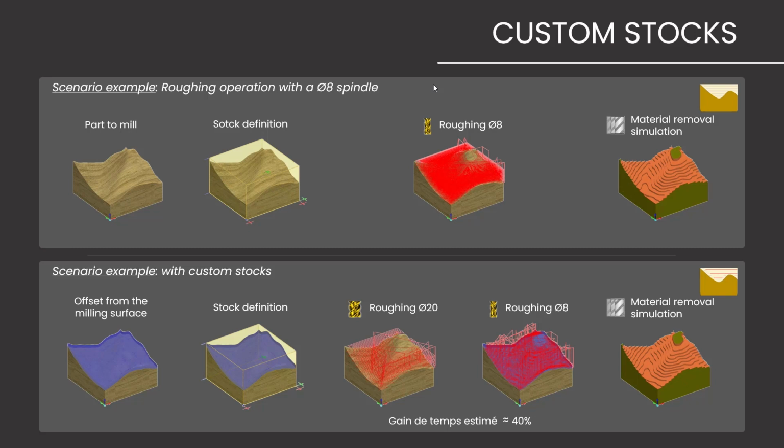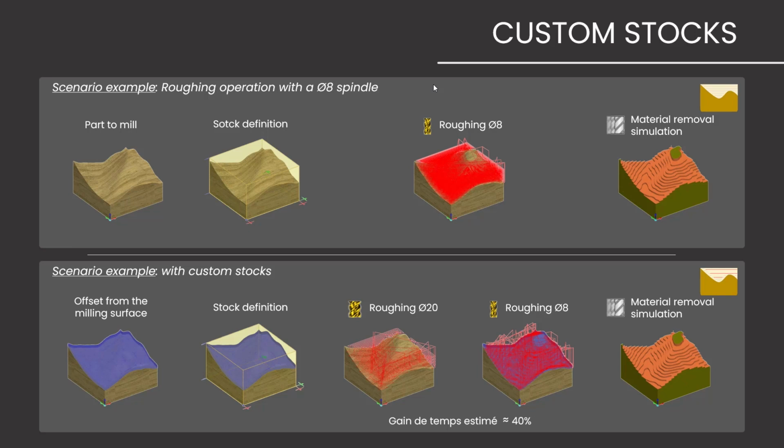This blue area is a body created based on an offset surface of the part. So when creating the first roughing step with the large tool, we can quickly remove the maximum material and then use the localized roughing on the blue body with the smaller tool. We can see at the end, we have the same result, but the second scenario is almost 40% faster than the first one.